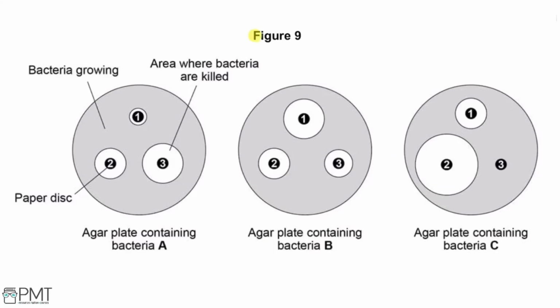So here we have figure 9 showing the 3 agar plates, and we can see the first one is the agar plate containing bacteria A, then we have bacteria B, and then bacteria C. And we can see that the greater grey circle is where the bacteria is growing, the white circles are the areas where the bacteria are killed, and then the black points are the paper discs, and the numbers indicate which antibiotic is which.